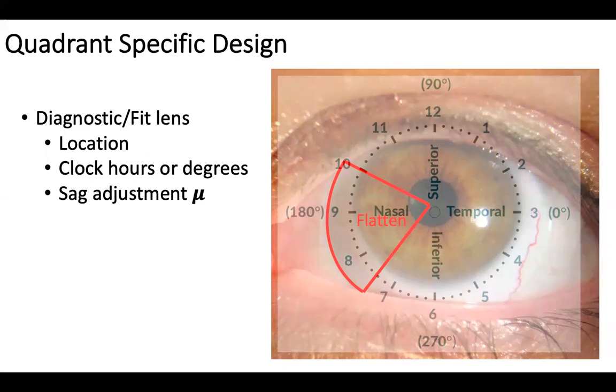A starting point or average amount would be somewhere between 200 to 300 microns.